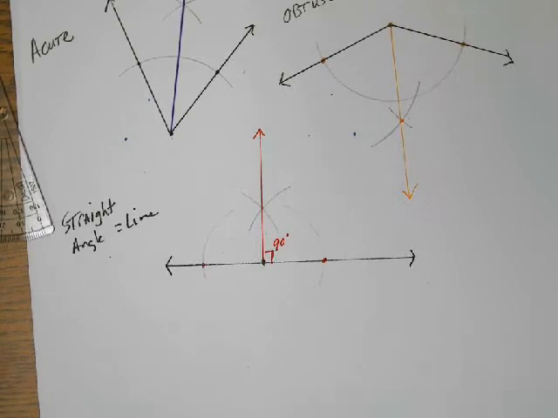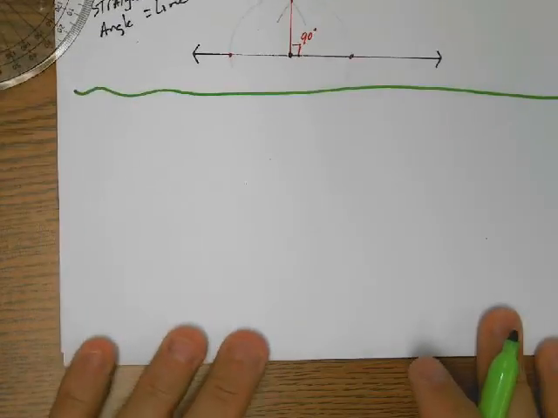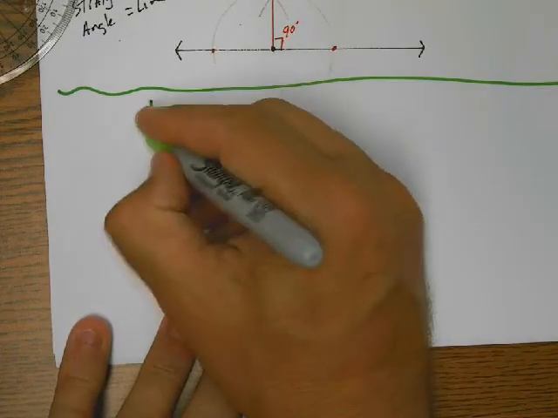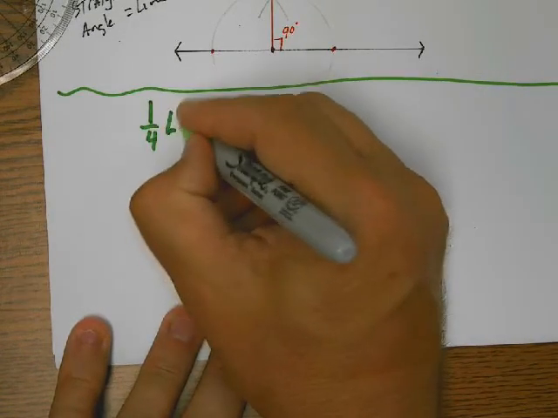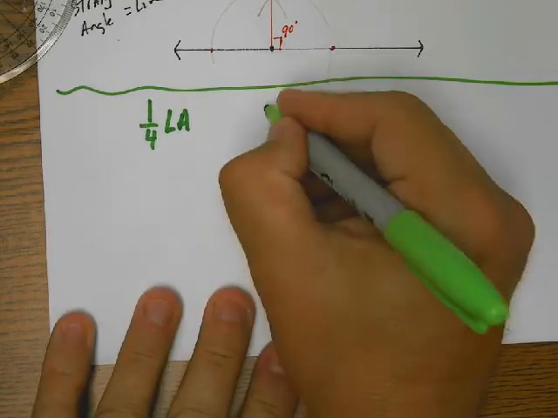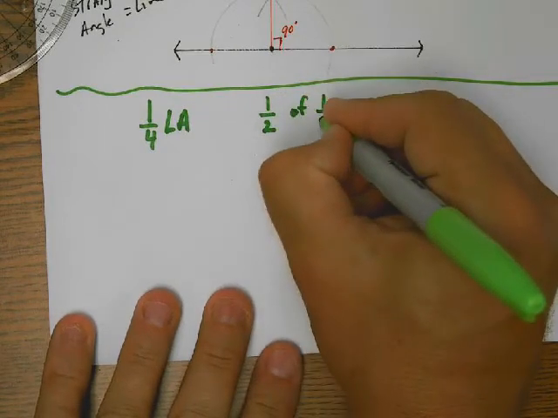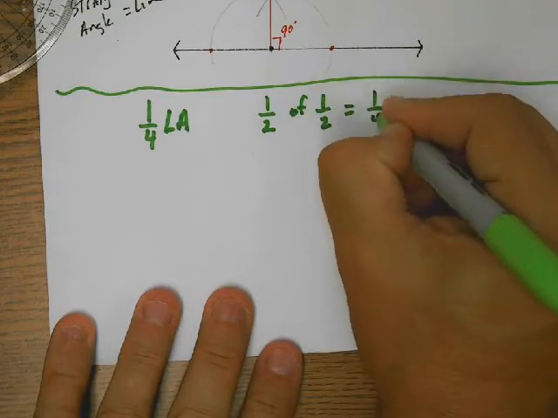All right, how we doing? We doing okay? Like I said, I think this is the second easiest one, other than copying a segment. Al, you good? All right, let's do a couple applications. So the first application we're going to do is 1/4 of angle A. Now what that means mathematically, you should recall that 1/2 of 1/2 is 1/4.